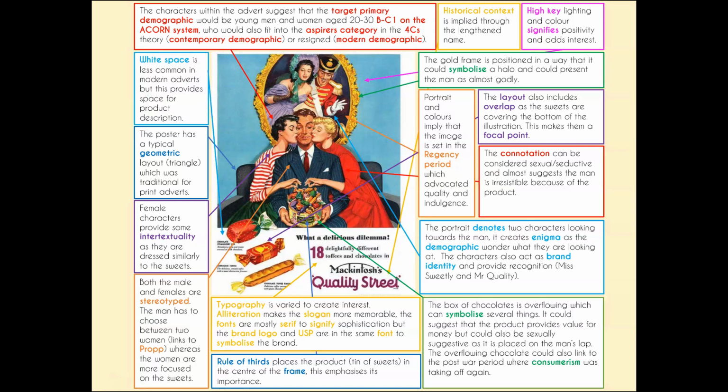And finally, we've got white space. Now that's less common today. We don't tend to have a lot of white space in adverts. Every inch of that page normally is covered in some sort of colour, logo or design, but it adds that space for the product description, which is crucial for those 1950s adverts.